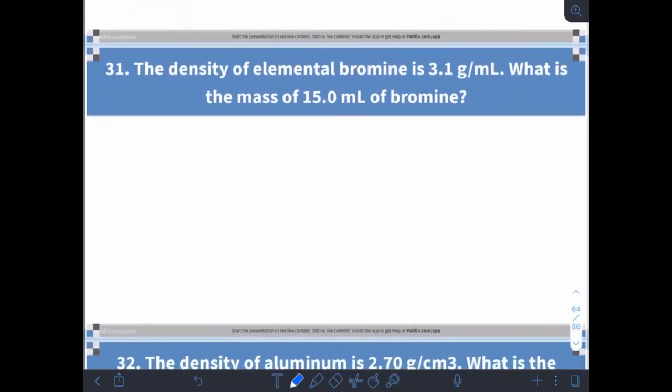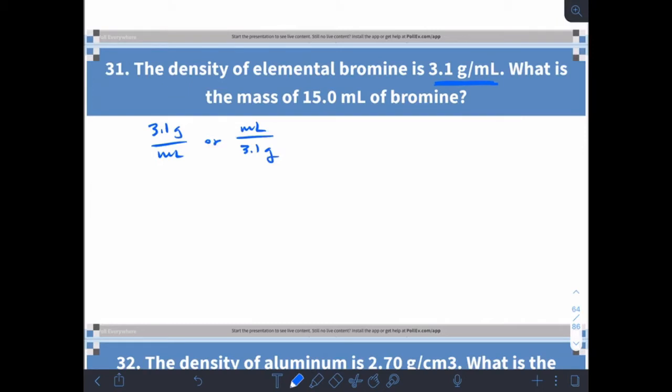All right, question 31. The density of elemental bromine is 3.1 grams per milliliter. What is the mass of 15 milliliters of bromine? Give this a pause, come back and see how you did. So our conversion factors, density is a conversion factor. Anything per something, grams per milliliter, is a conversion factor. So I can write my relationships, or milliliters per 3.1 grams.